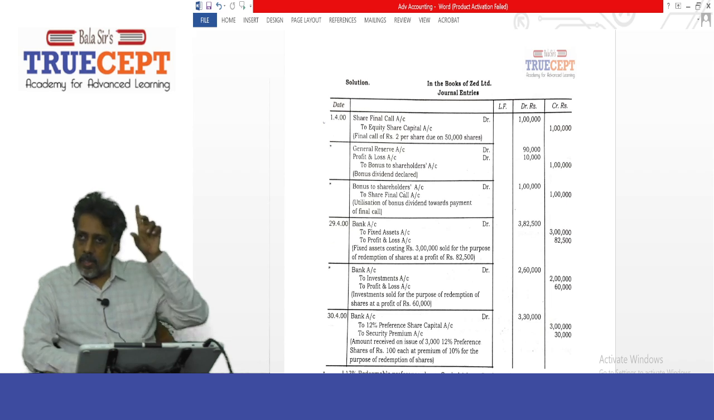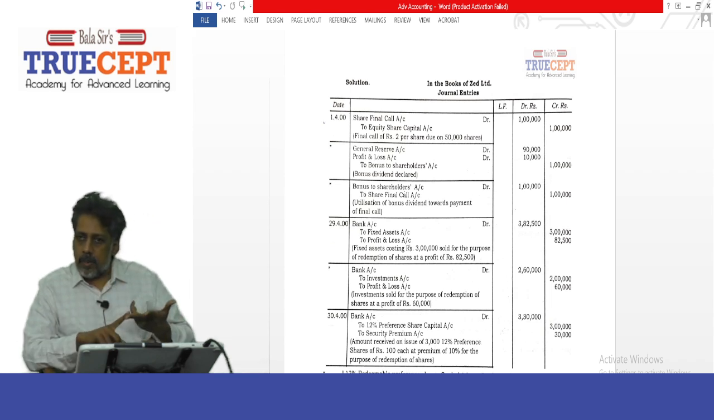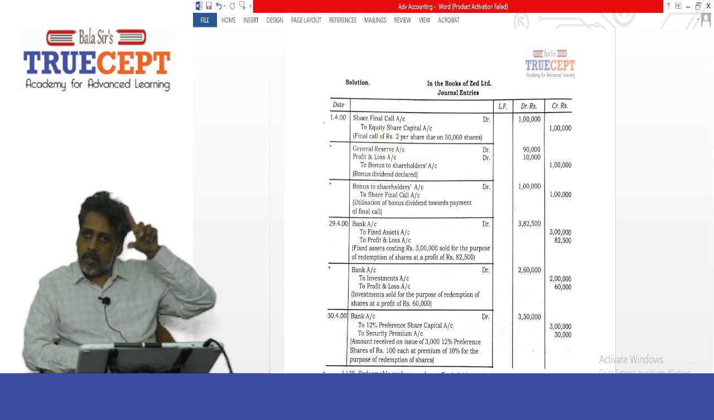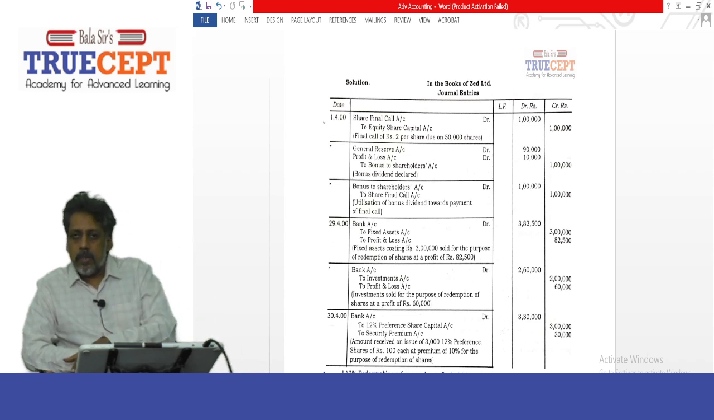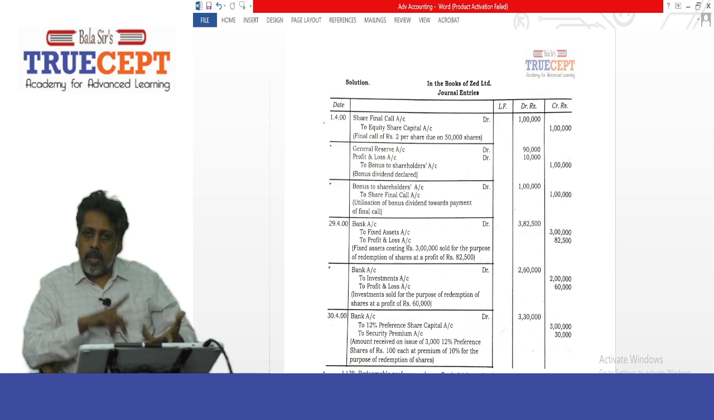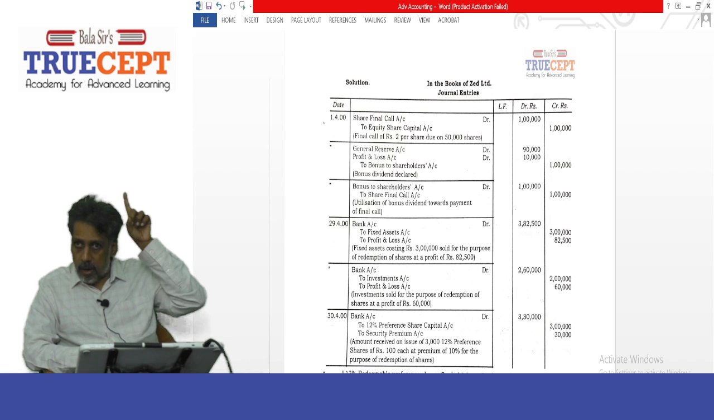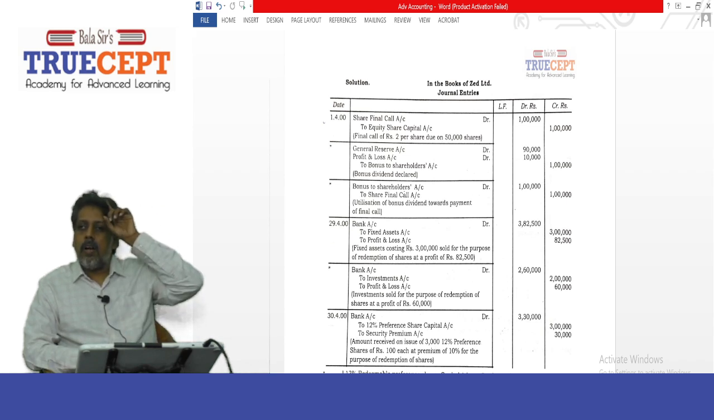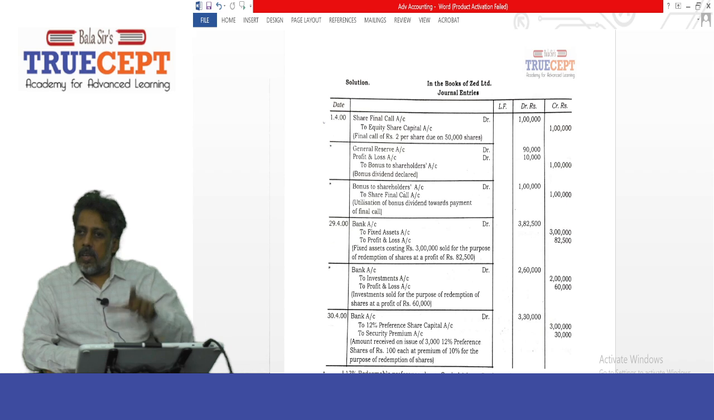Then the next entry should have been actually bank account debit to final call, right? But here we want to use the reserves to make the shares fully paid. So I pass an entry for the bonus, for converting partly paid shares into fully paid. You cannot use a balance in your securities premium for bonus. You can use only your free reserves. So I use the general reserve.